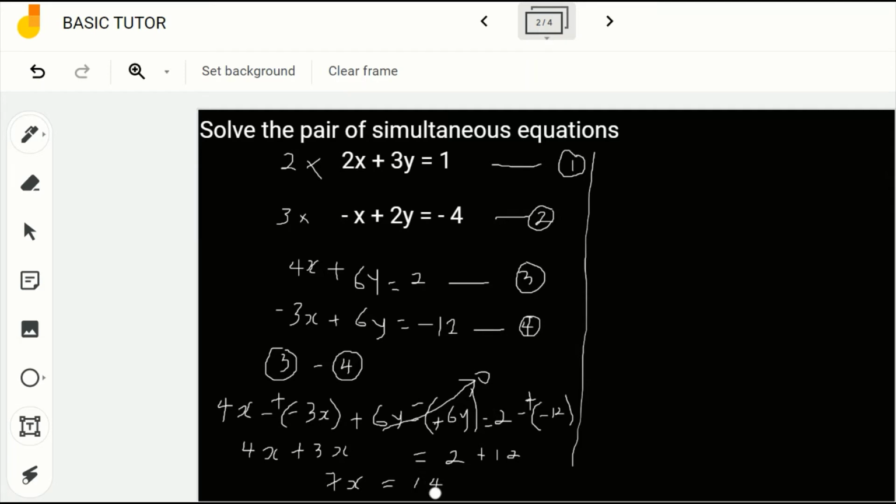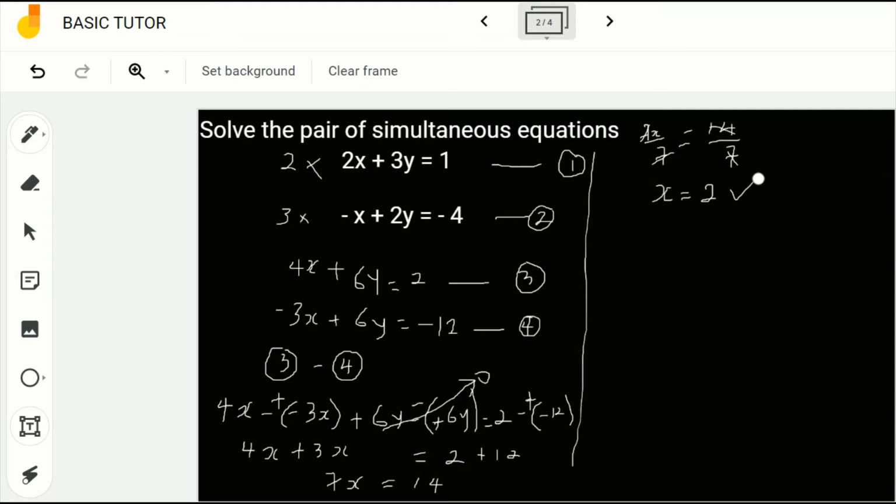So now we can transpose to get our x. To get our x, I can divide both sides by 7. So we have 7x over 7 equal to 14 over 7. 7 divided by 7 leaves us with x, and 14 divided by 7 is 2. So our x is equal to 2.